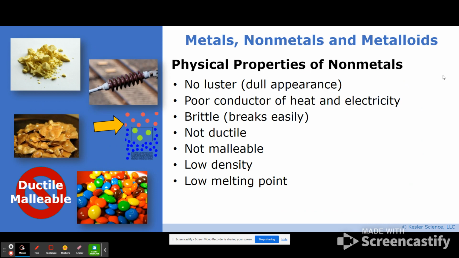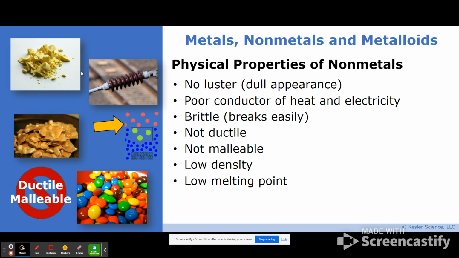All right, so some physical properties of nonmetals. They do not have luster, so we would call them dull. Look at this. It's dull. It's not shiny. It's a poor conductor of heat or electricity, so that means it would be considered an insulator. This is an insulator right here. It's a nonmetal. This would be an insulator used on some electrical stuff.